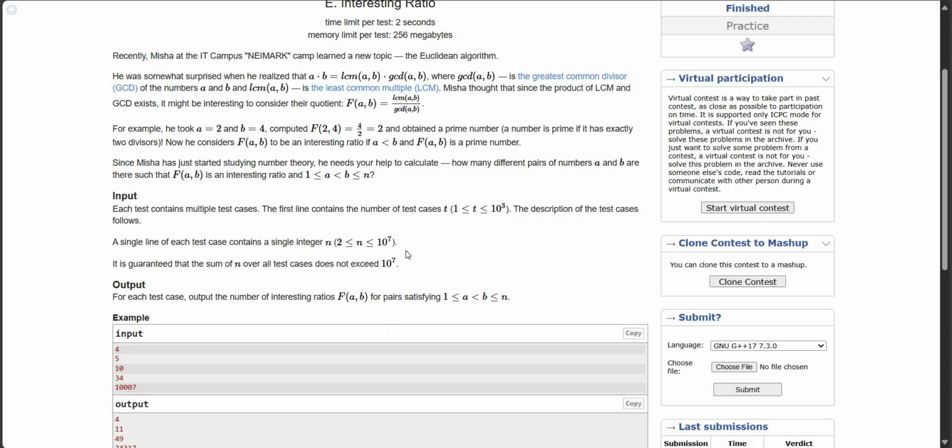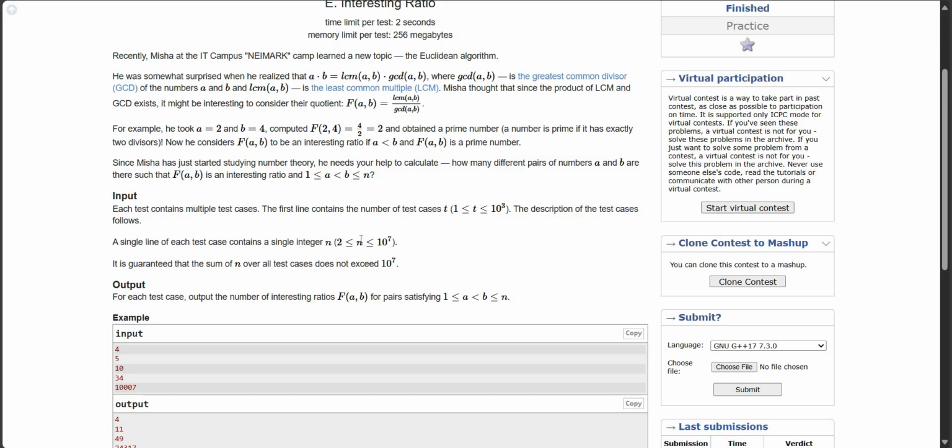Now, as the value of n is really huge, it's 10 to the power 7, we cannot just go through each and every pair and then calculate whether their LCM divided by their GCD is equal to a prime number or not, right? It's huge. N squared would cross the limit. It's going to give me time limit exceeded.